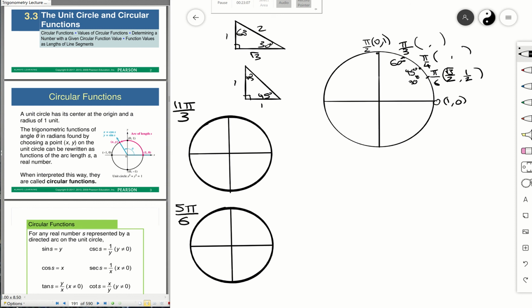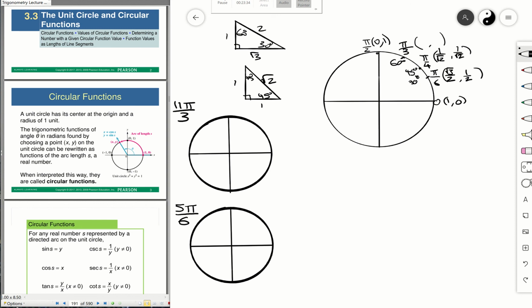For pi over 4, which is 45 degrees, we can go to this triangle, and we know that the side adjacent to 45 is going to be 1, and the hypotenuse is square root of 2. So we have 1 over square root of 2, and notice the side opposite is also 1. So we are going to get 1 over square root of 2 again.